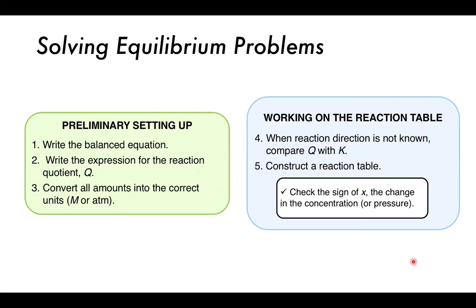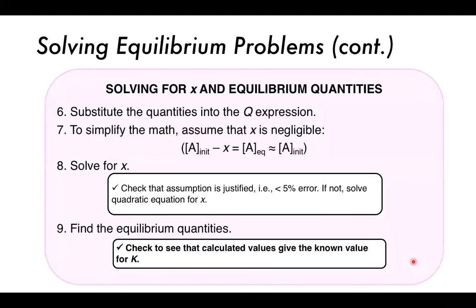Then we work with the reaction table. We need this when the reaction direction is not known, so that we can compare Q with K, and we construct a reaction table. Check the sign of X, the change in concentration or pressure. So make sure that we are consuming our reactants and producing our products, or vice versa, depending on the direction of the reaction. Then we solve for X and the equilibrium quantities.